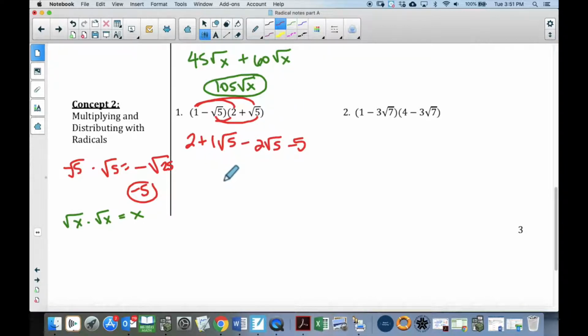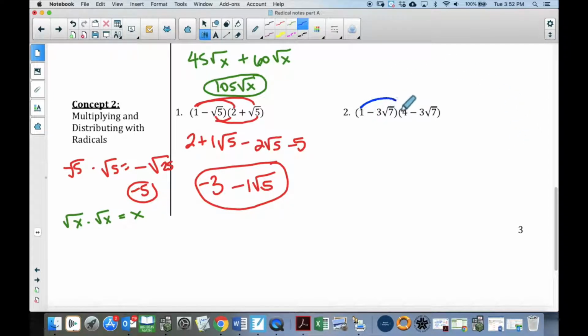We have some like terms. 1 radical 5 minus 2 radical 5. And we also have a 2 minus a 5. So 2 minus 5, that's a -3. And 1 minus 2 is -1 radical 5. Let's try it with number 2.